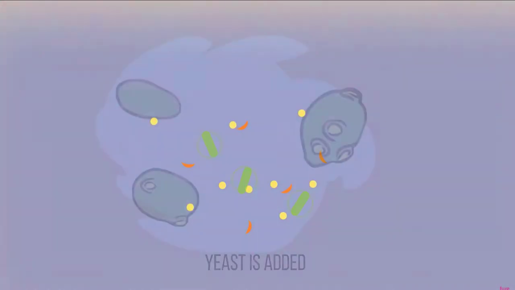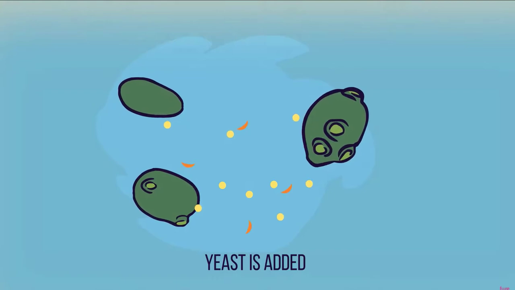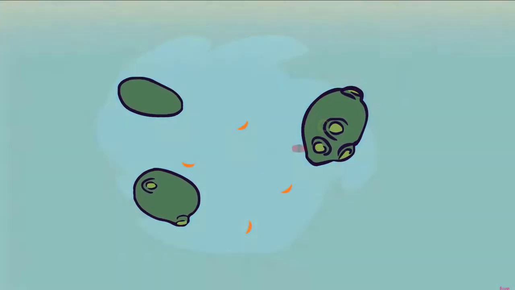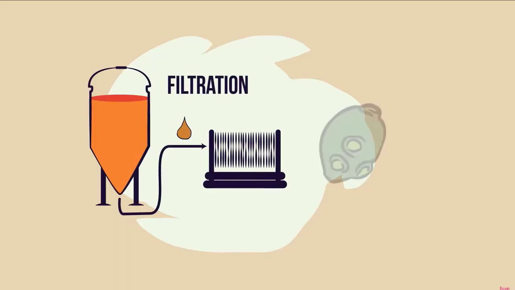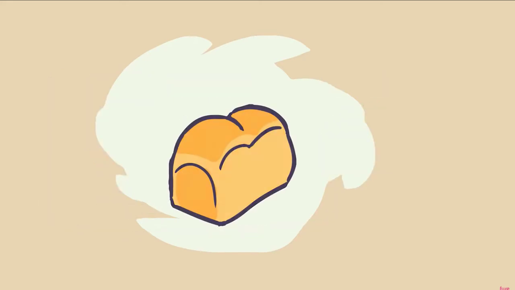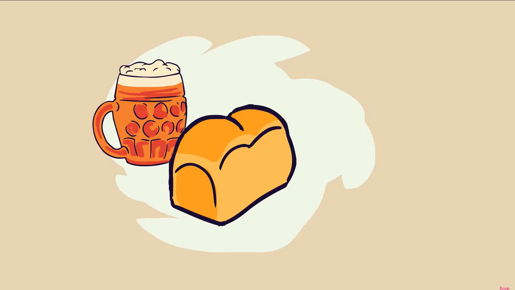As the mixture cools, yeast is added. The yeast fungus consumes the sugars from the grains and starts to produce carbon dioxide and alcohol. The beer is usually filtered and the yeast is recycled to make more beer. So we've had yeast to make bread, and barley, hops and yeast to make beer. What about wine?